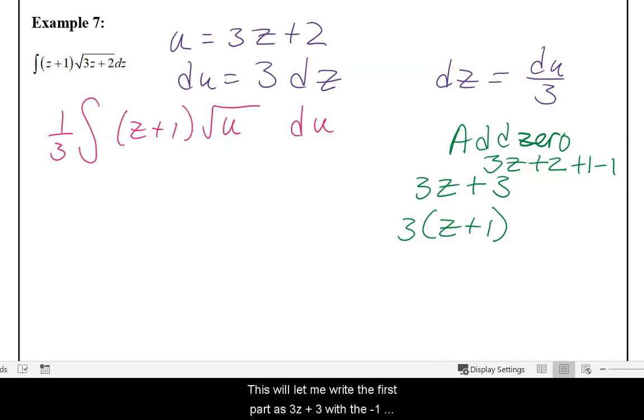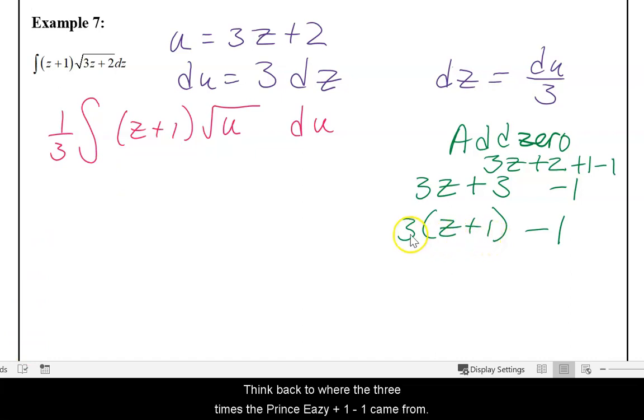This will let me write the first part as 3z plus 3 with the minus 1 tacked onto it. Let's see how this trick will let us finish solving this integral that we have here. If I get to here, how can I use this now to replace the u and the z plus 1?